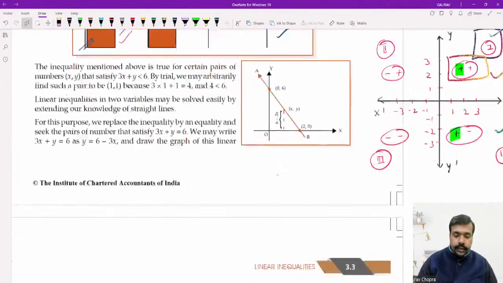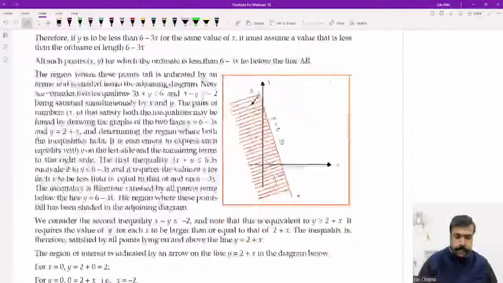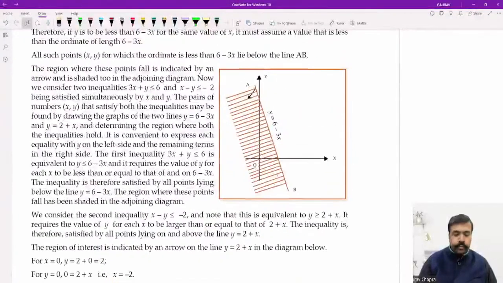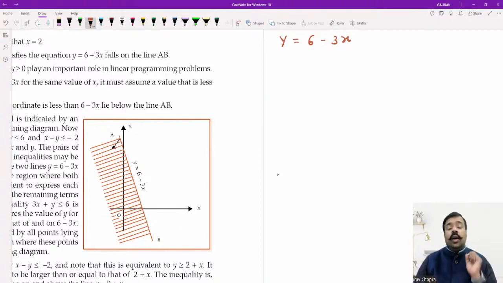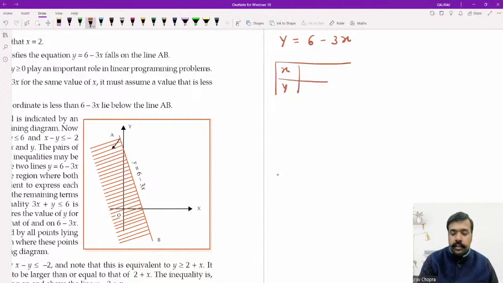Now, let us mark this one. If we are having one equation, let us say y is equal to 6 minus 3x, and we have to plot it on the graph. We have to prepare a line on the graph. Then how can we prepare that? So there is one simple rule. We can prepare one table. Let's write x and then y.